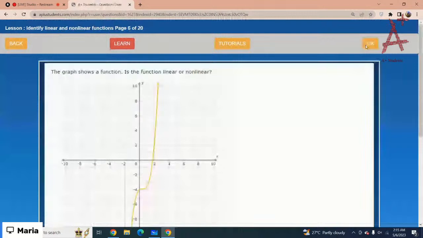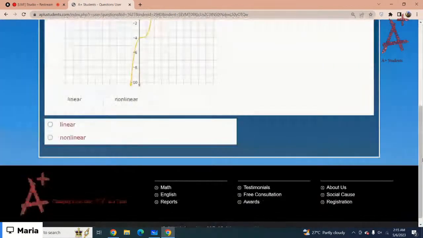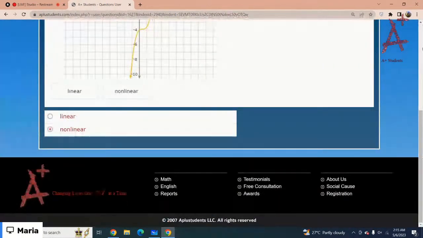The graph shows a function. Is the function linear or non-linear? The graph is not a straight line, so it would be a non-linear function.